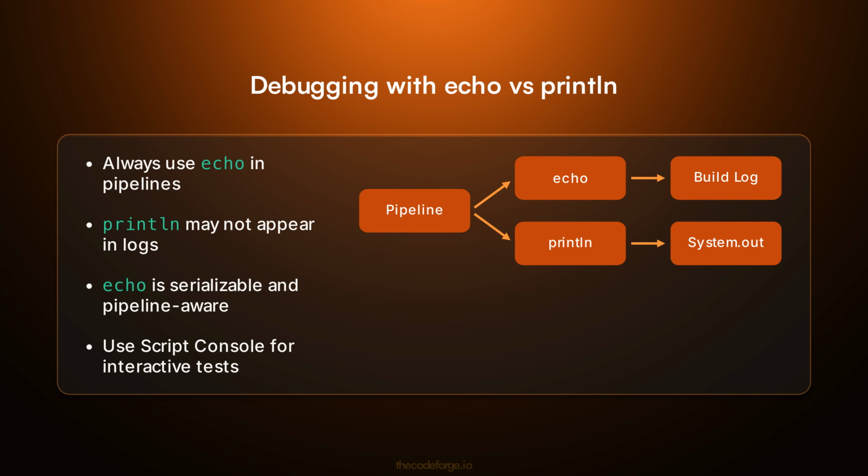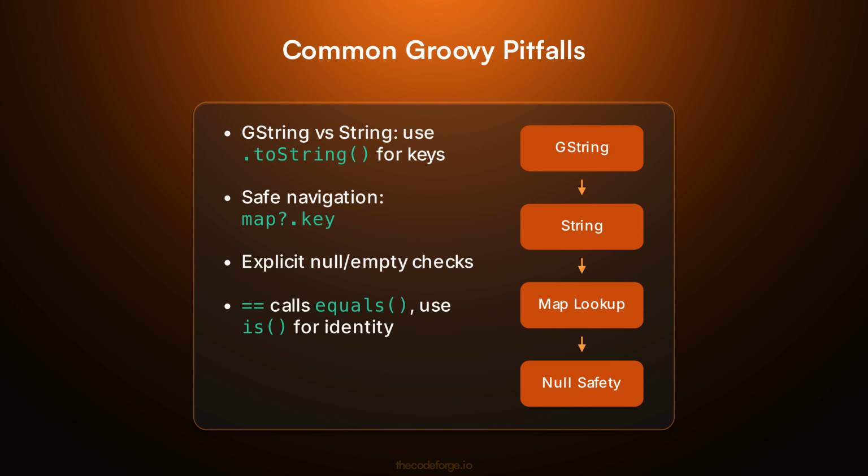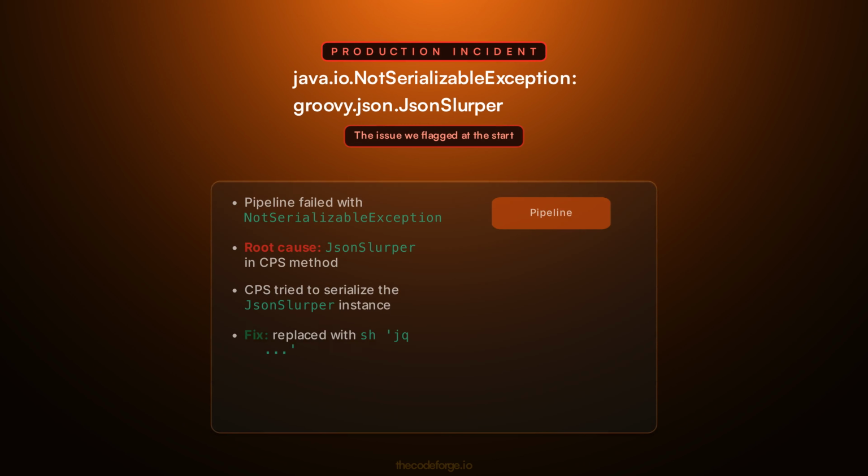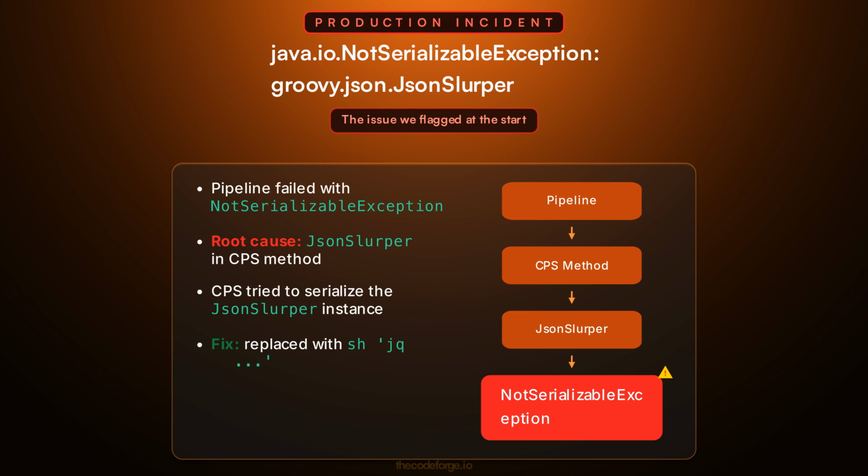Use the script console for interactive debugging. GString and String are not equal in map lookups, so convert keys with toString. Use safe navigation and explicit null checks to avoid bugs. This is the same issue we highlighted at the start. Here's exactly why that happened.